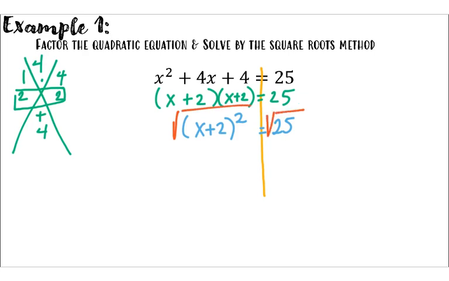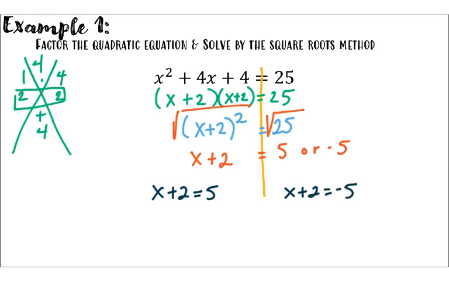Okay, when we take the square root of the left-hand side, all we're left with is x plus 2. And remember, we have two options when we take the square root of 25. We can get 5 or negative 5. So that leaves us with two equations to solve. So one of my equations that I'm going to solve is going to be x plus 2 equals 5. And then the other equation that I'm going to solve is going to be x plus 2 equals negative 5.